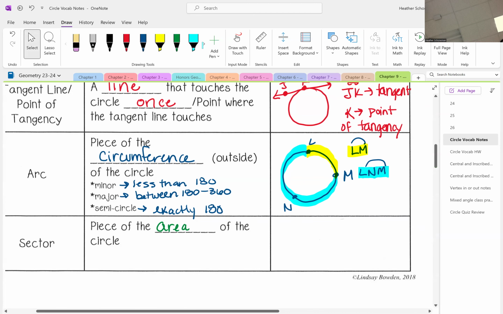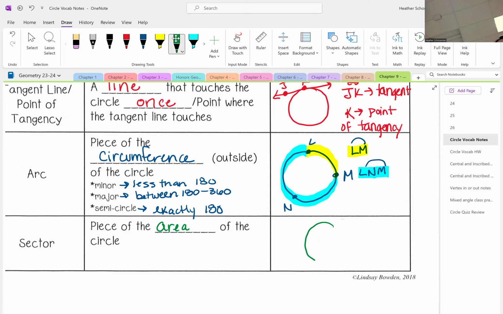All right. And the last picture or that word is a sector. A sector is a piece of the area of a circle. So it's just circumference, or excuse me, arc is part of the circumference, sector is part of the area. So if I have a circle and the area is the whole circle, if I just get a piece of this, I have 2 radii and they meet with the arc, this right in here is a sector.